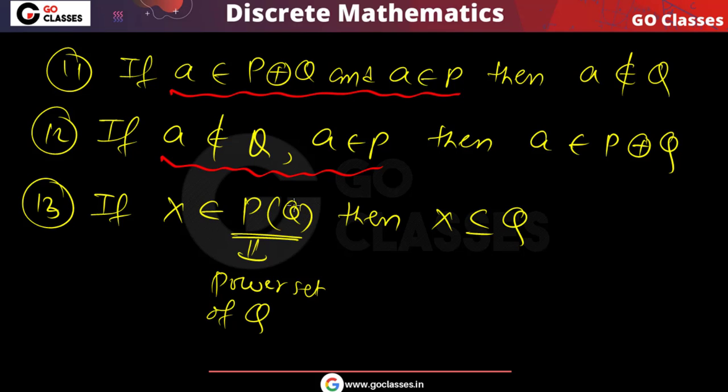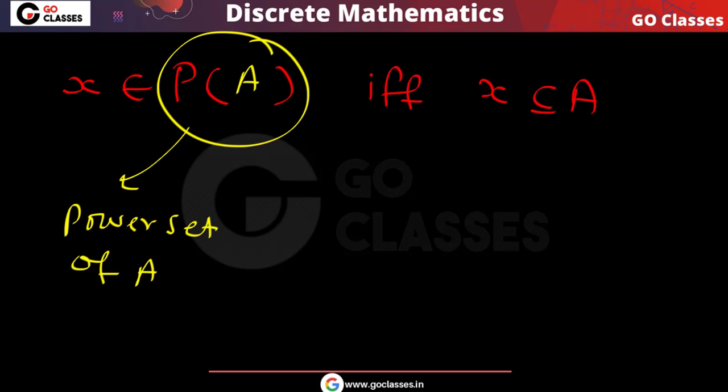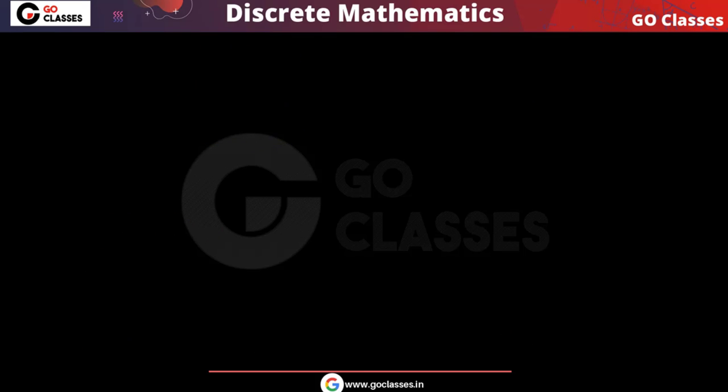So if X is in power set of Q, then X is a subset of Q. The reverse direction is also correct. I can say that if X is a subset of A, then I can definitely say that X belongs to power set of A. So this is the idea.